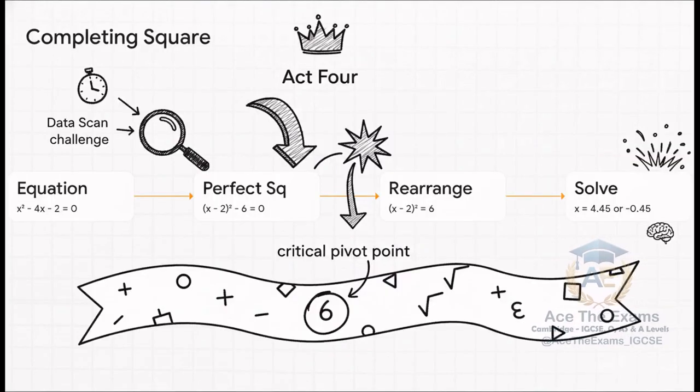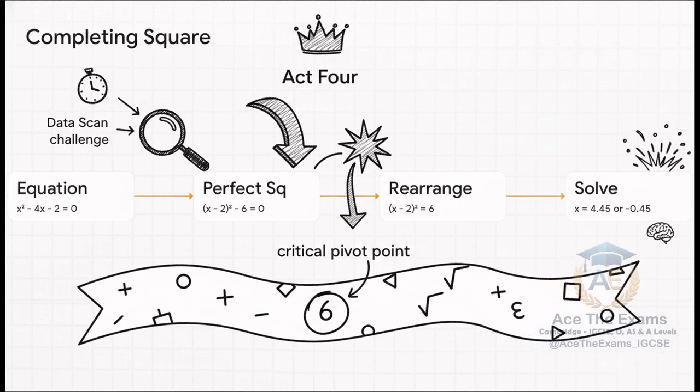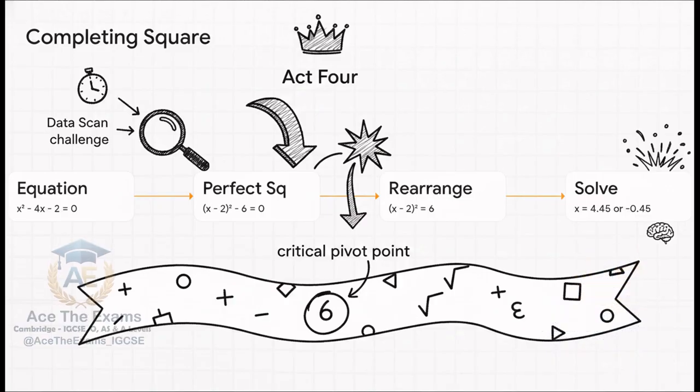All right, let's treat this like an interactive workshop. Imagine a 60-second timer on your screen right now. I want you to spot exactly where students lose marks here. We start with x squared minus 4x minus 2 equals 0. We take half of that middle negative 4 to create our perfect square bracket, x minus 2 all squared. Now here's the flaw trap. If we expand that bracket, we get a positive 4 at the end, but our original equation had a negative 2.